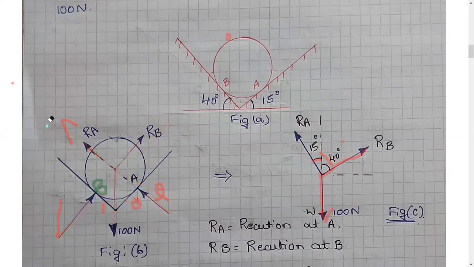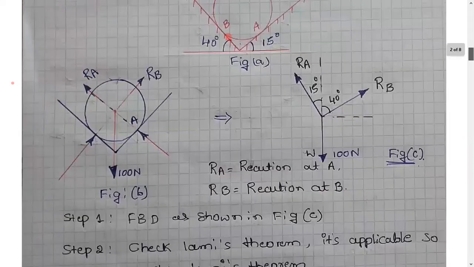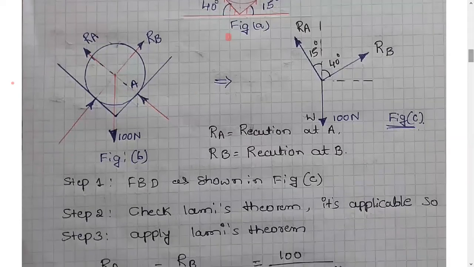Now after we draw the free body diagram, what we should do is check whether it is applicable for Lami's theorem or not. Here there are only three forces acting at a particular point, so we can easily go for applying Lami's theorem by knowing at least one force. So here we know one force magnitude as 100 Newton and all the other angles.